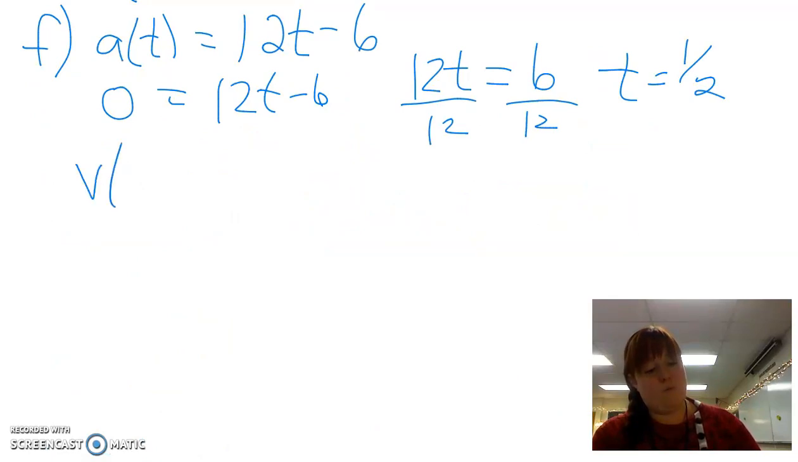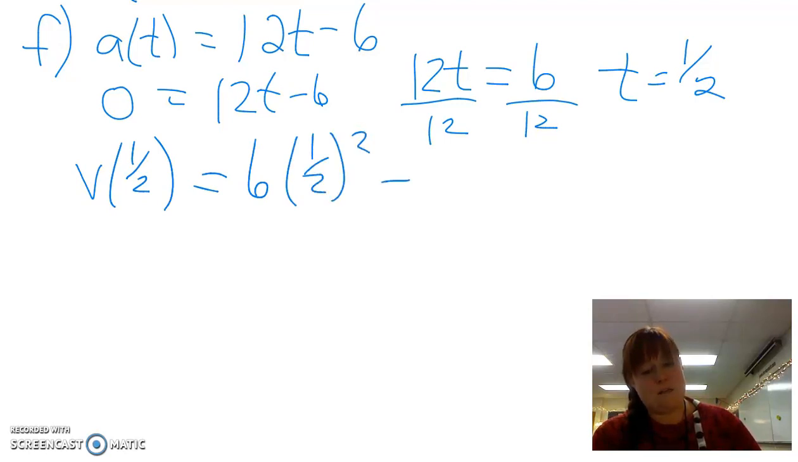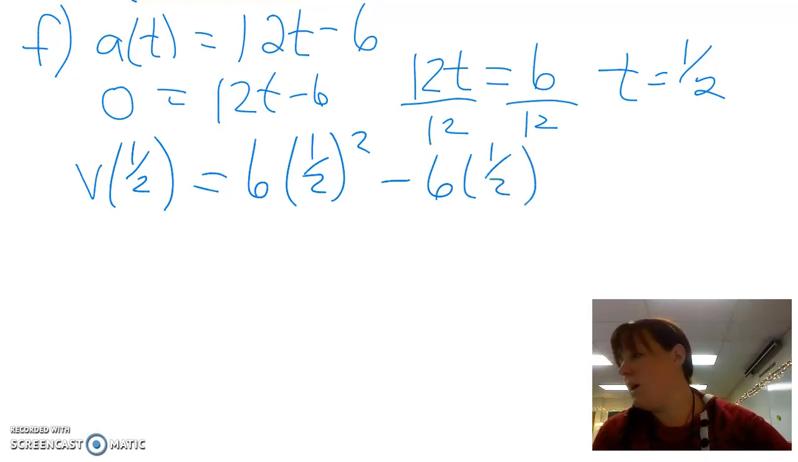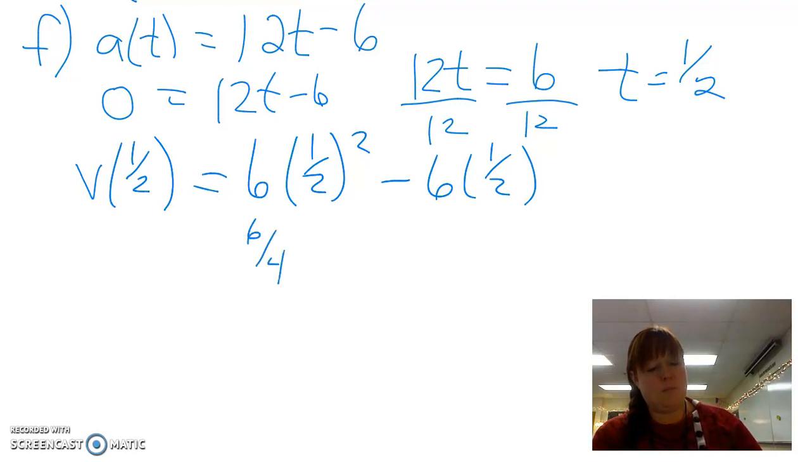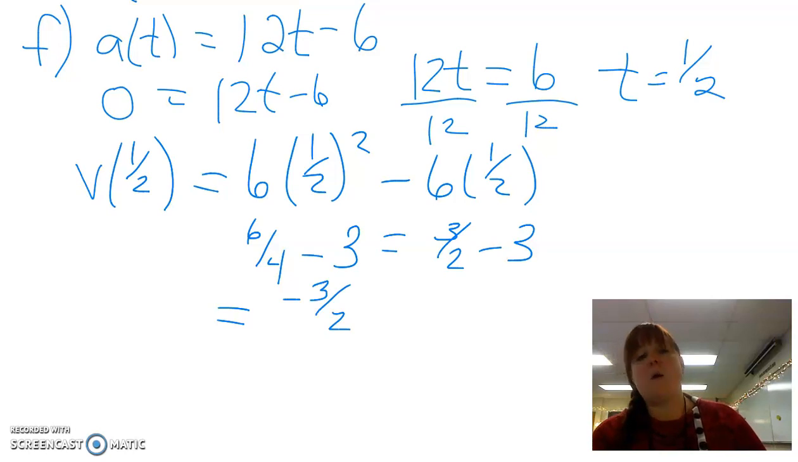So velocity at 1/2 equals 6 times 1/2 squared minus 6 times 1/2. Okay. And then, okay, so 1/2 squared, again, is 1/4. So we have 6/4, minus 3, which is 3/2 minus 3, which gives us -3/2.